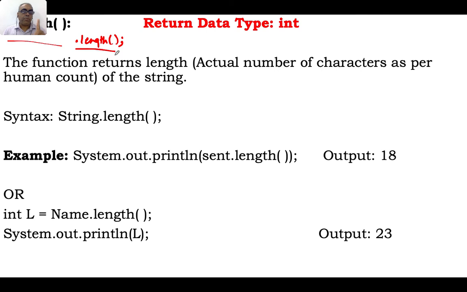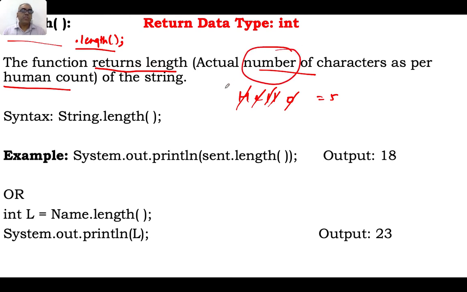In an array, length is a property of the array, not a function, but in String, being a class, it's a ready-made function. The job of this function is to count and return the actual number of characters as per human count. So if I say hello, how many characters? From a human point of view, 1, 2, 3, 4, 5. So the value is 5 characters, and a string function will return that. Now the moment you say actual number of characters, it is always going to tell you how many characters are there.